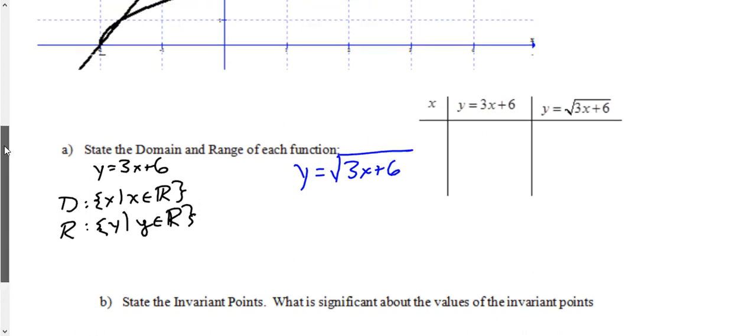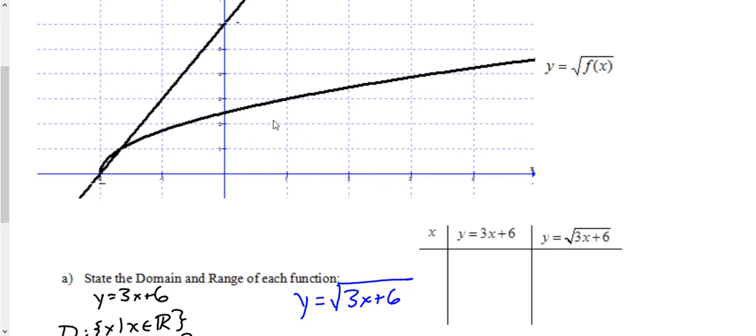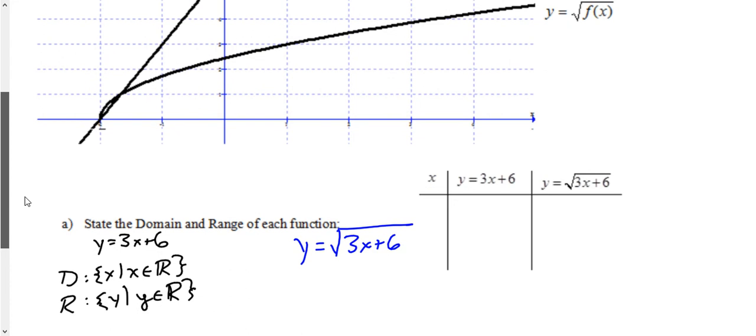What's going to be my new domain and range? Again, we have a picture here that we can definitely use to figure out our domain and range. The furthest left we're going for our domain looks to be at -2. The furthest right is positive infinity. So we can set up our domain here as x such that x has to be greater than or equal to -2, and x is an element of the reals.